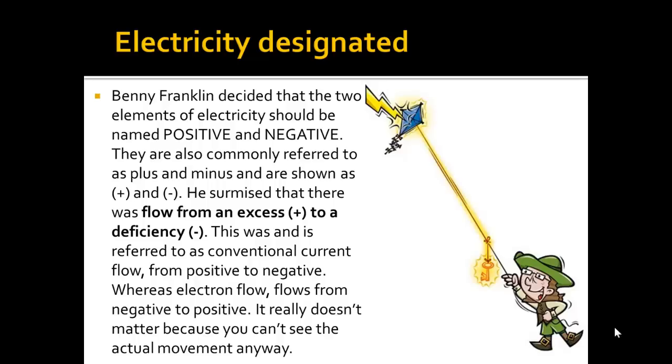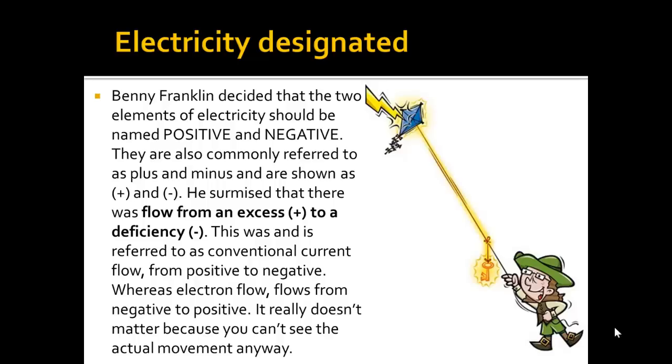Well, Ben Franklin decided that the two elements of electricity should be named positive and negative. Now remember that he's supposing this from observable phenomena. He cannot actually see what's going on. So he surmised that there was something named positive and something named negative. Positive meaning an excess, negative meaning a deficiency. These are commonly referred to as plus and minus, or shown graphically as plus and minus symbols. And he surmised that there was a flow from an excess to a deficiency.